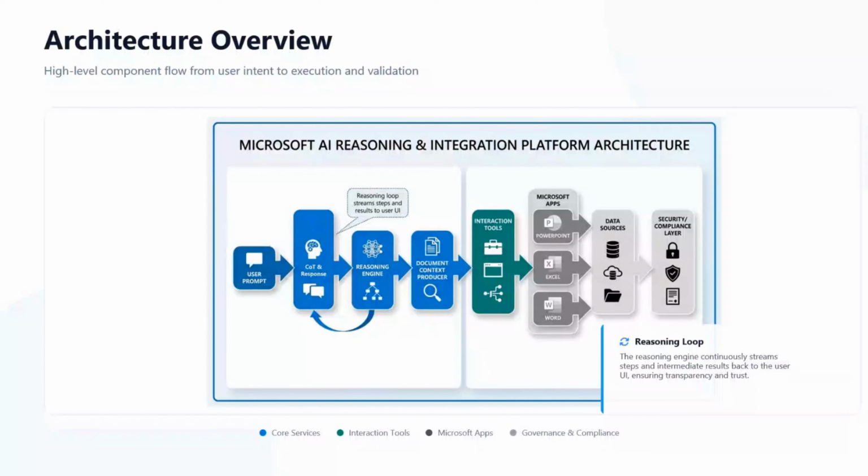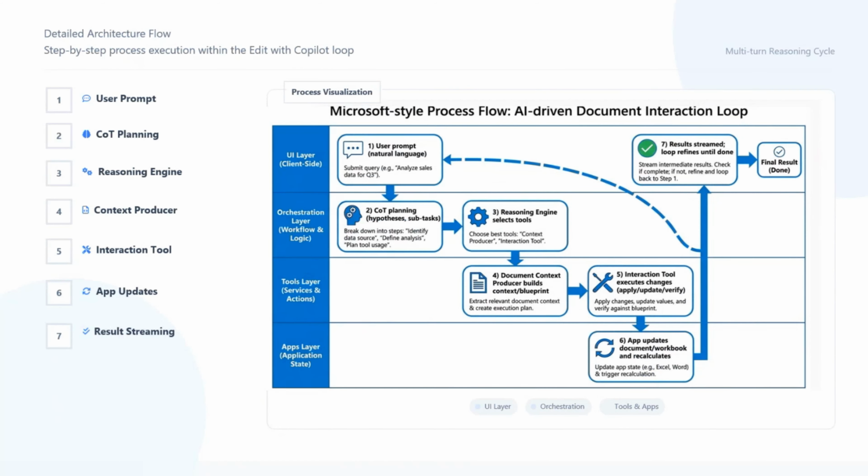So now everything starts with a user prompt. The moment a user gives a request, it moves to core service layer, which acts as the brain of the system. This is where Copilot performs reasoning, understands the context, and plans the step which is required to complete any task. Next, the system uses interaction tool, which acts as a connector to interact with different services and workflow. After that, the task is executed inside Microsoft applications like Word, Excel, or PowerPoint. And throughout this entire process, governance and compliance layer ensure that everything remains secure, controlled, and trustworthy. So what looks like a simple response to a user is actually a complete workflow from understanding the request to reasoning to execution, all happening within a secure environment.